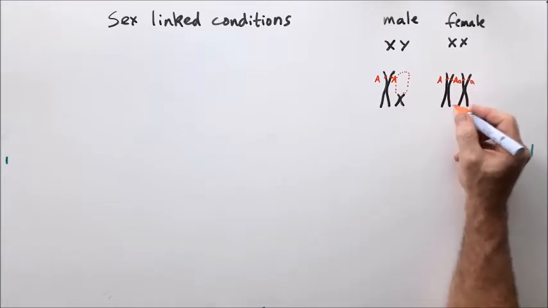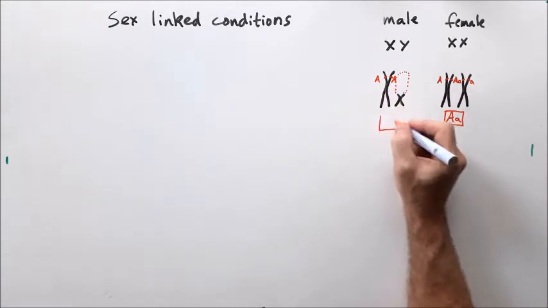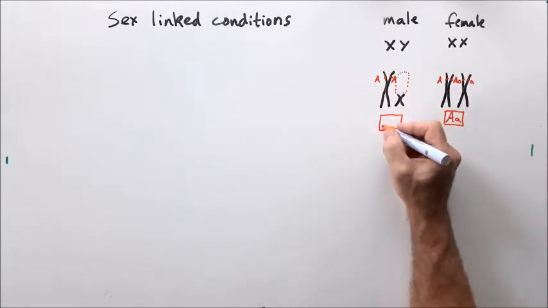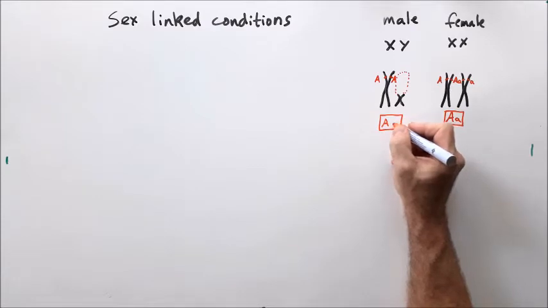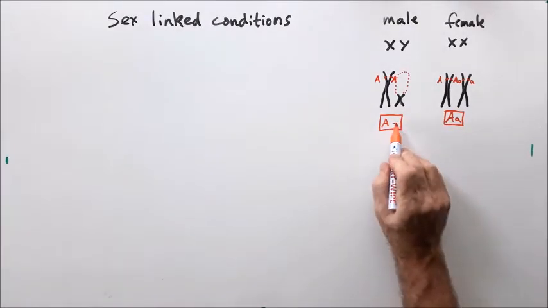So in other words, she is going to be heterozygous. So she's going to be capital A, small a. For whatever that condition is, she will be heterozygous. The male, on the other hand, if we look at his genotype, he'll only have an A and then nothing over there. There is no homologous partner.